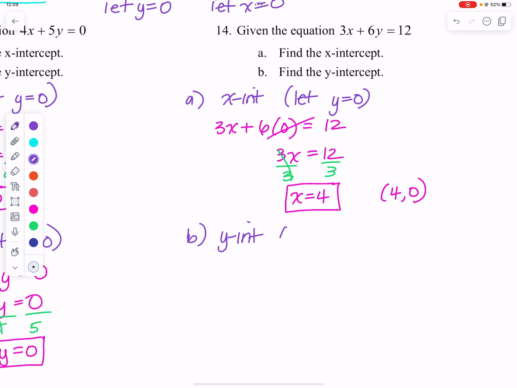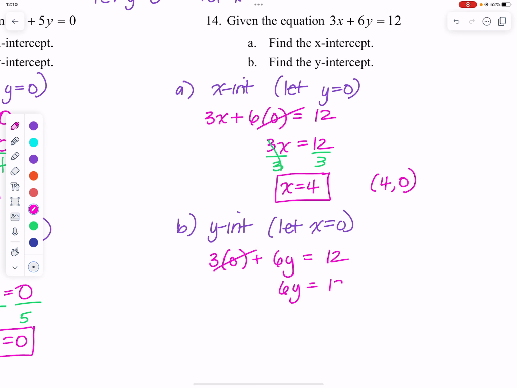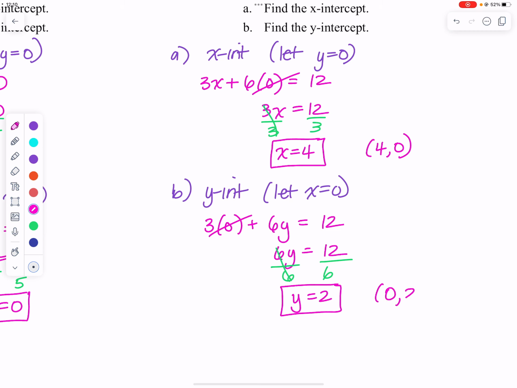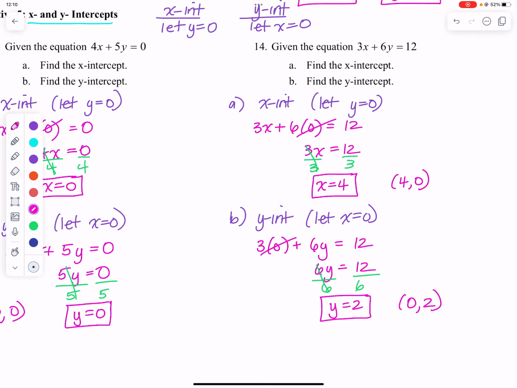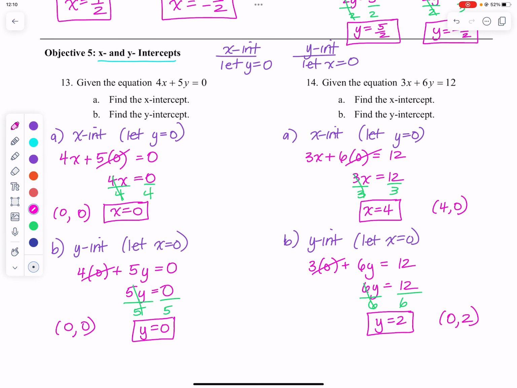Now we're looking for our y-intercept, and here we will let x be 0. So now we have 3 times 0 plus 6y equals 12. 6y equals 12. And we come up with y is equal to 2. So we have 0, 2 is our point. When x is 0, y is 2. And that concludes this section.